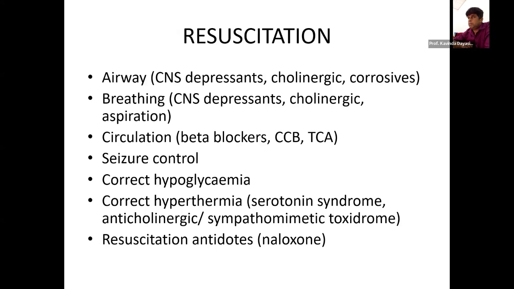For circulation, most of these cardiac drugs can result in circulatory impairment, so maintaining the blood pressure and the heart rate within the desired range is important. Some of the toxins can cause seizures, especially the anticholinergic agents. Some agents can cause hypoglycemia, for example anti-diabetic drugs and salicylates. And correcting hypothermia is important in syndromic presentations like serotonin toxicity and the anticholinergic and sympathomimetic toxidromes.